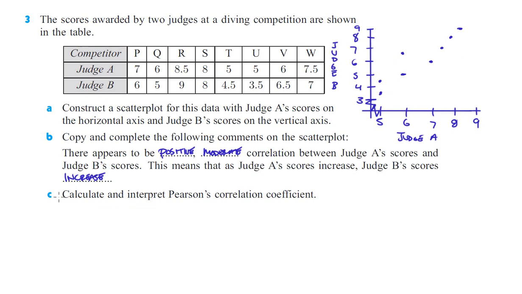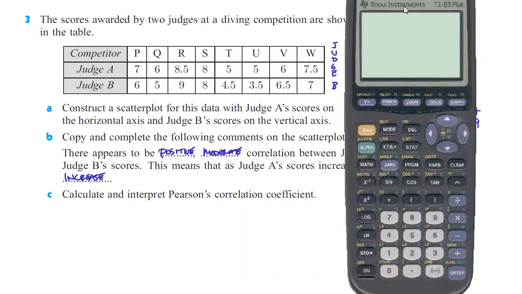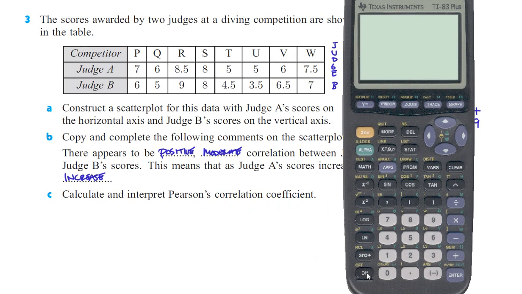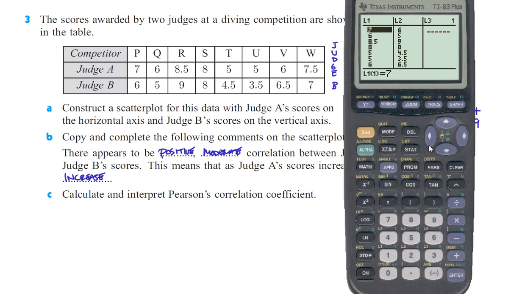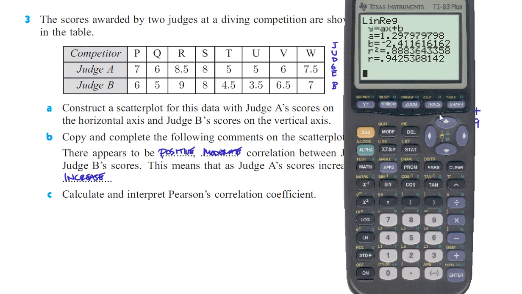Okay. All right. So let's calculate and interpret Pearson's correlation coefficient. So that's where we're going to put all of our data back into the calculator and see what it gives us for our R value. Okay, so let's do stat again. We're going to edit, and we're going to put in all this data. I'm going to pause and put all that in. Okay, put all of our data in. So now we're going to go back to stat, calculate linear regression, and we hit our enter here. And interestingly enough, here's our R value is 0.94.